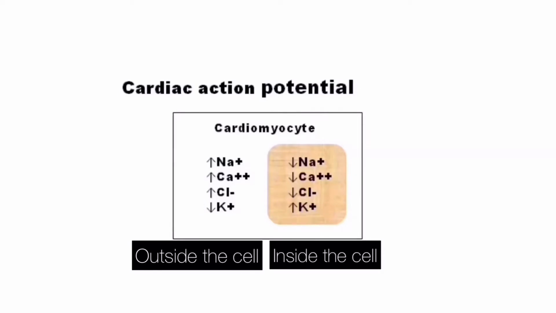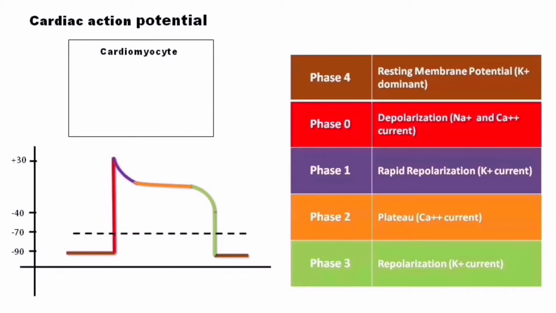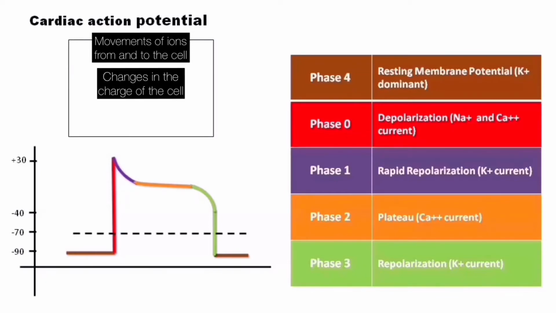A cardiac action potential can be described in 5 phases. We'll use this diagram to talk about it. So, what happens during these phases is that there are movements of ions to and from the cell, which cause changes in the charges of the cell, which then cause changes to the myocyte, such as depolarization or repolarization.